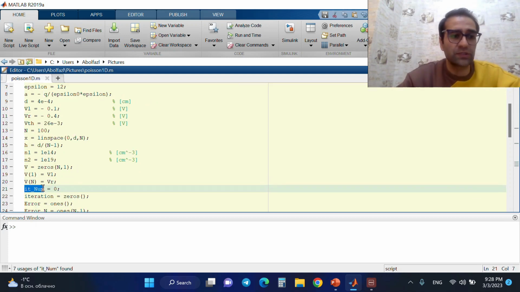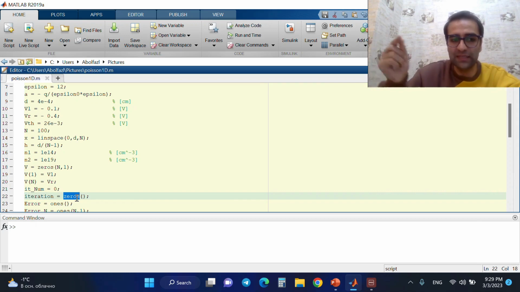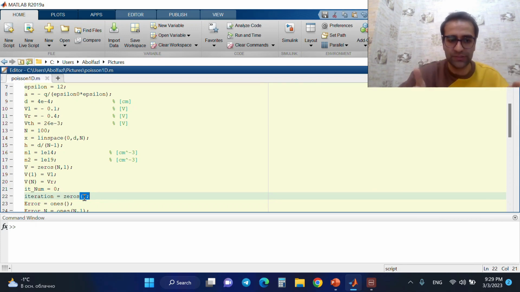What is this? This is the iteration number. This it underline num stands for iteration number. We didn't start an iteration, therefore I define the iteration number at the beginning to be 0. Then I am defining another array. The value of this array is 0, but the dimension of this array is open when you do not write anything in the parentheses. Therefore, later you can assign any dimension for such an array. I define such a thing to store the iteration number in some array to be able to plot some parameter, right?